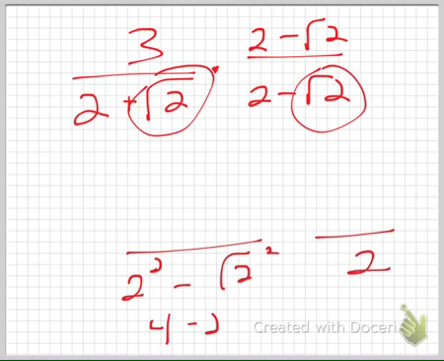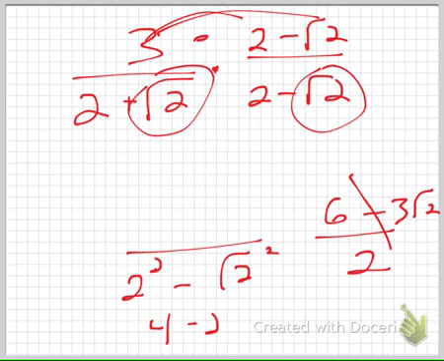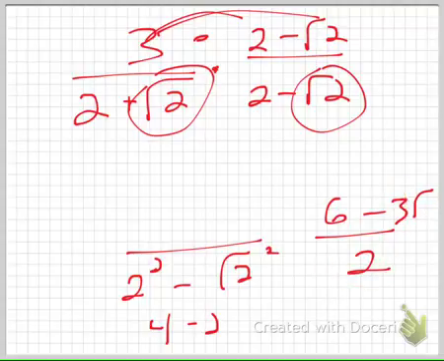Okay, the top is 3 times this. Rainbow. What is 3 times 2? 6 minus 3 times the square root of 2. Can something be reduced? No. It cannot. Remember, the only way that you can reduce this is if you can also reduce this.